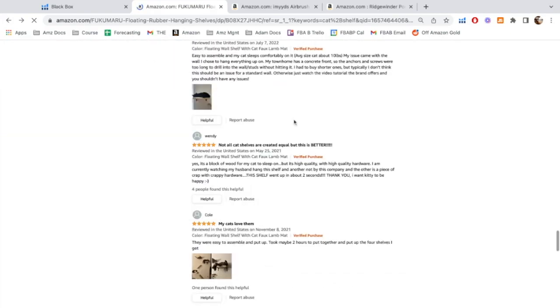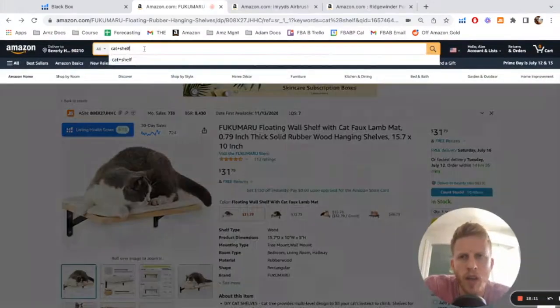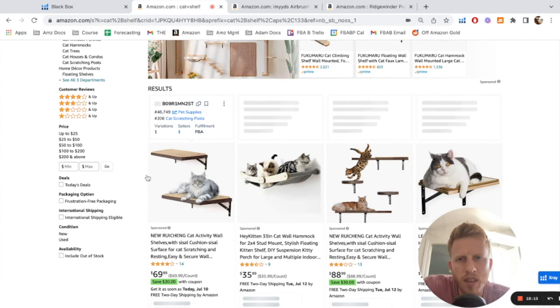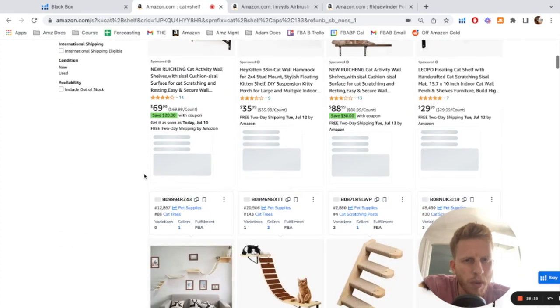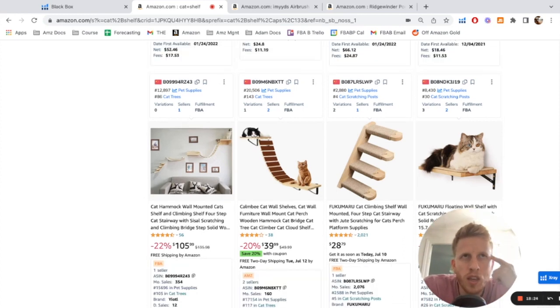But I want to go back to the original one because I'm thinking, all right, cat shelf. I'm thinking people that own cats, what are they looking for? I think they like things that are a little bit different and a little bit quirky. So I would be thinking visually, is there any way to stand out? Functionally, every time you're looking at stuff, you've got to pretend you're that person. So I'm thinking I'm a cat owner and I want a cat shelf. What do I want?